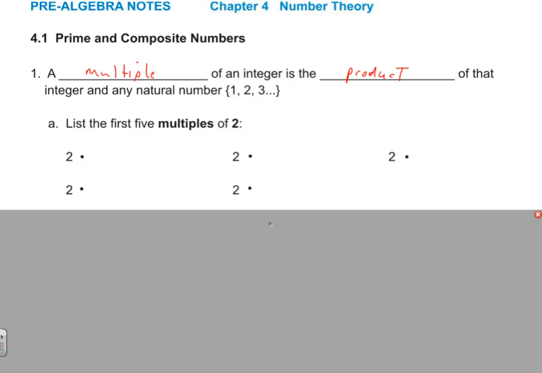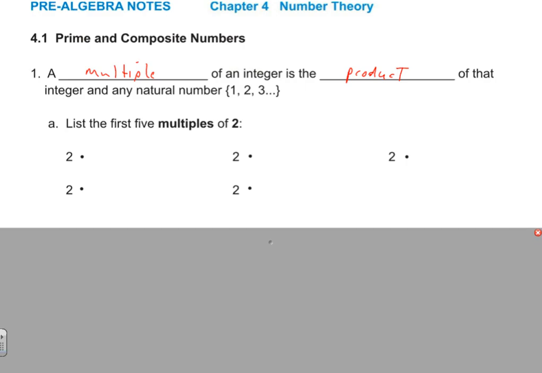So let's go through and I'll show you exactly what we mean here. Pretty simplistic. A says list the first 5 multiples of 2. Just take the 2 and multiply it times the first natural number, which would be 1. We all know 2 times 1 is 2, so 2 is the first multiple of 2. Then let's multiply by 2 and we get 4. 4 is the second multiple. Multiply by 3 and we get 6. And you see the pattern here, all the way up through 10.